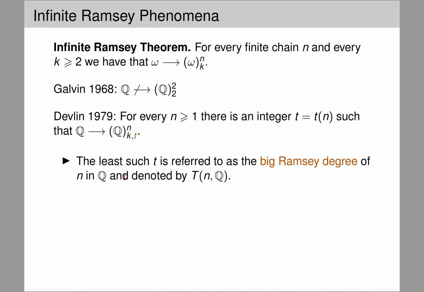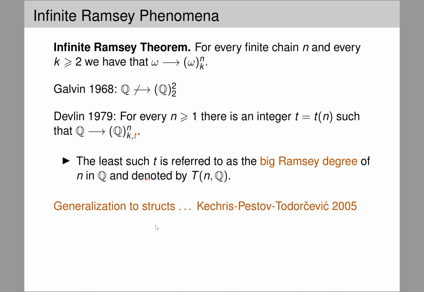Big because we now color copies of finite structures in a countably infinite structure, and this result about rationals was generalized to arbitrary structures in the famous Kechris-Pestov-Todorcevic paper in 2005. Okay, so these were the finite and infinite Ramsey theorems and their generalizations that lead to the notion of Ramsey degrees: small Ramsey degrees in the finite case and big Ramsey degrees in the countably infinite case.